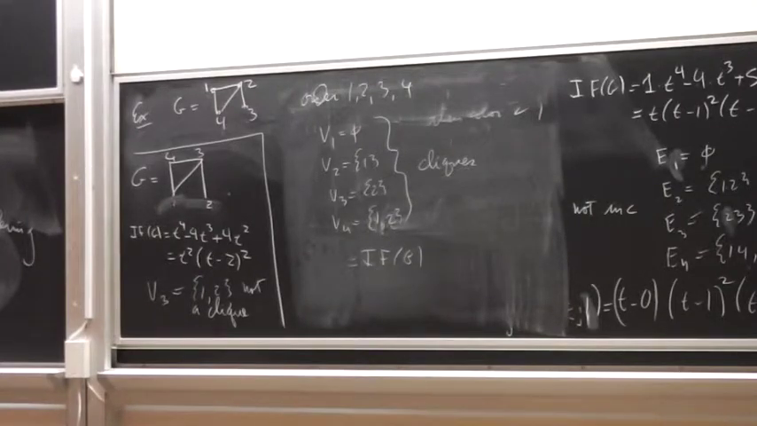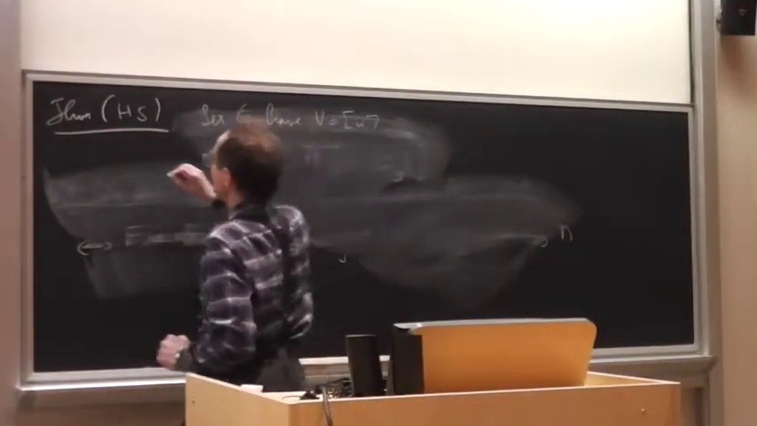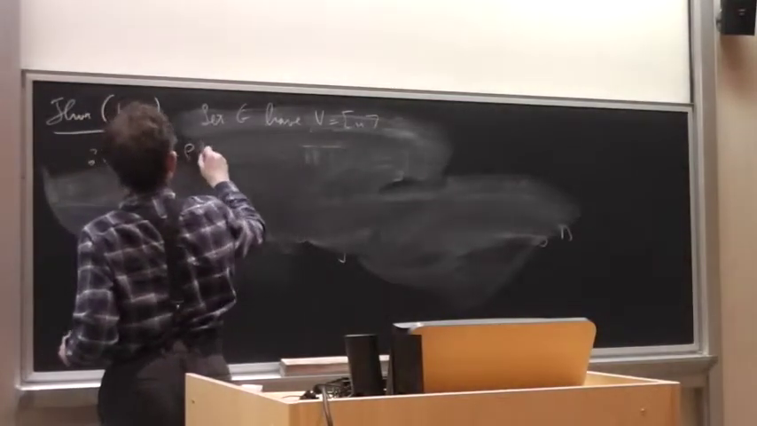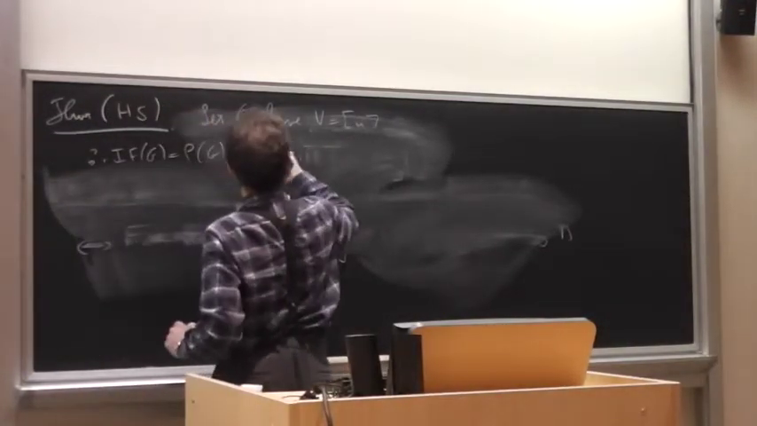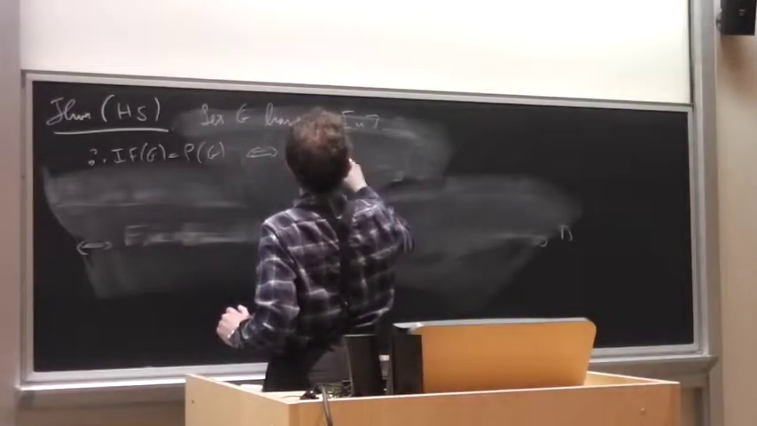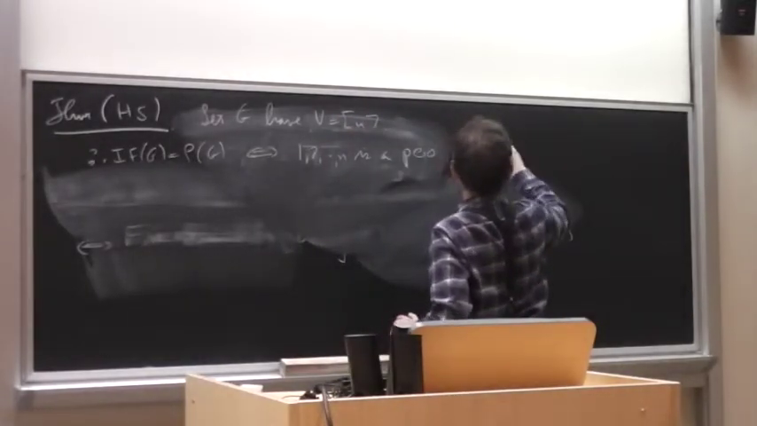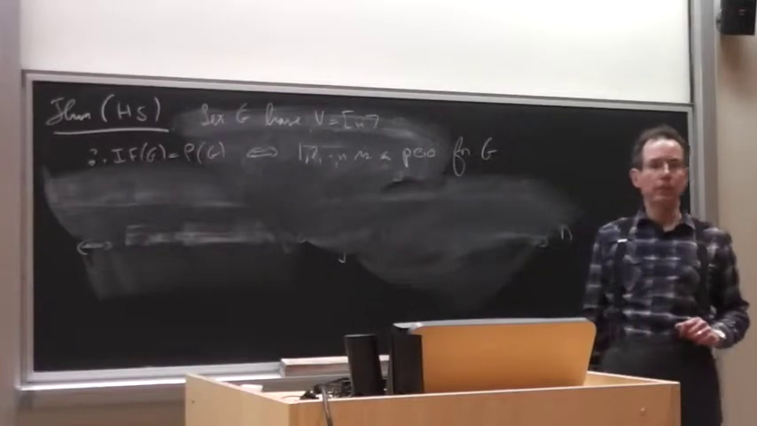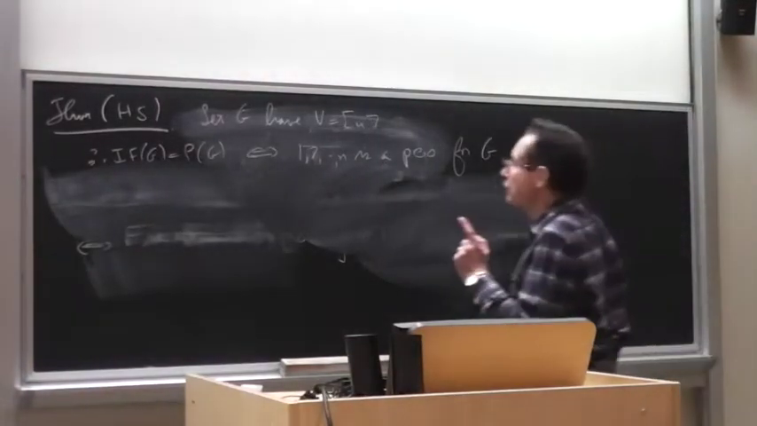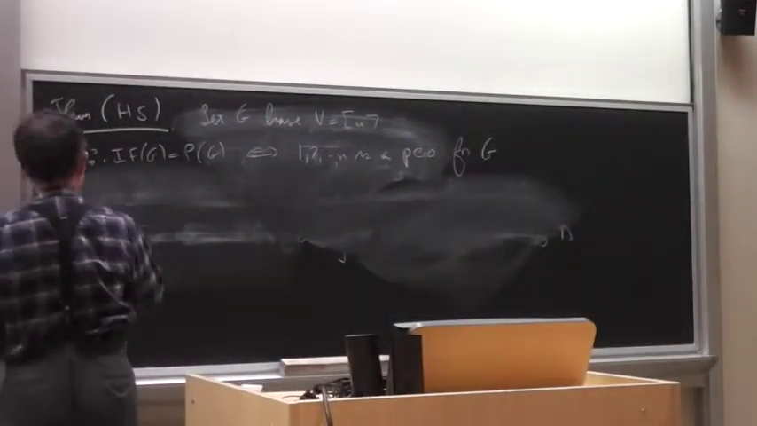Again, let G have vertex set [n]. Then the increasing forest polynomial is the same as the chromatic polynomial if and only if 1, 2, up through n is a perfect elimination order for G. These two are equivalent. And even for an arbitrary graph, you can say something.